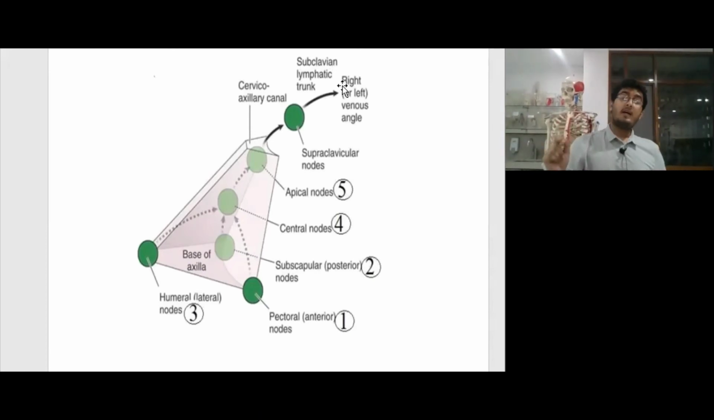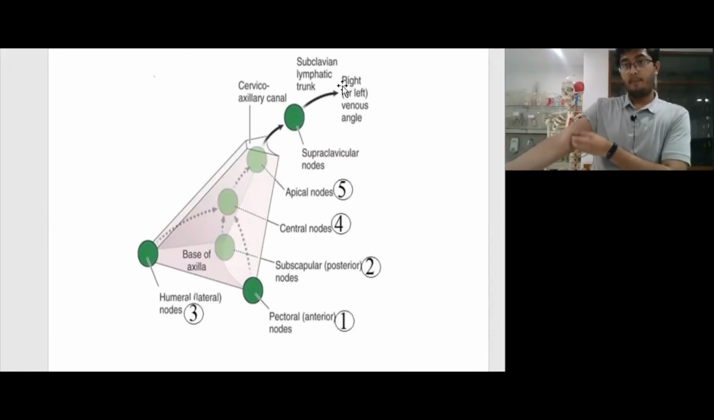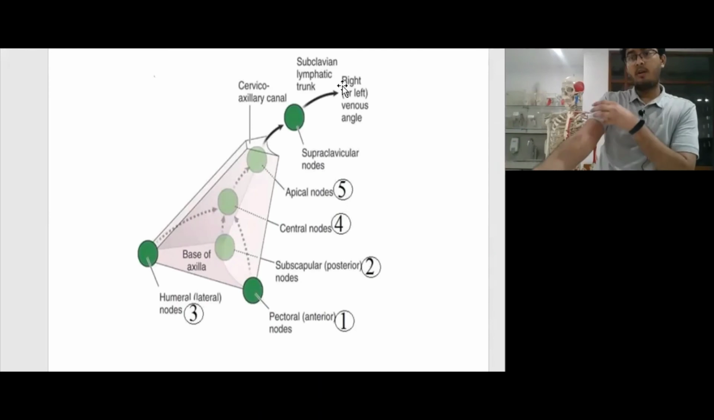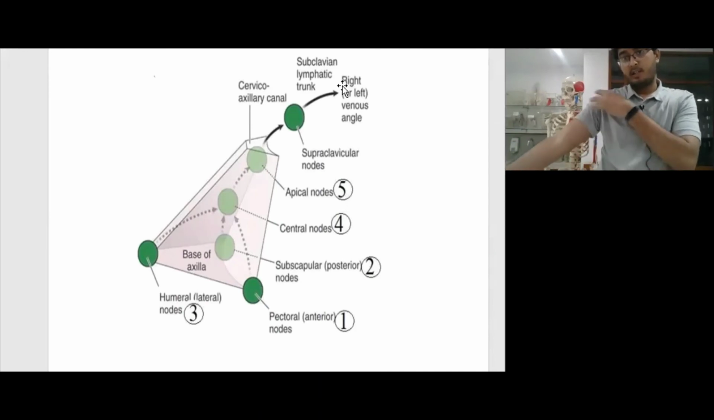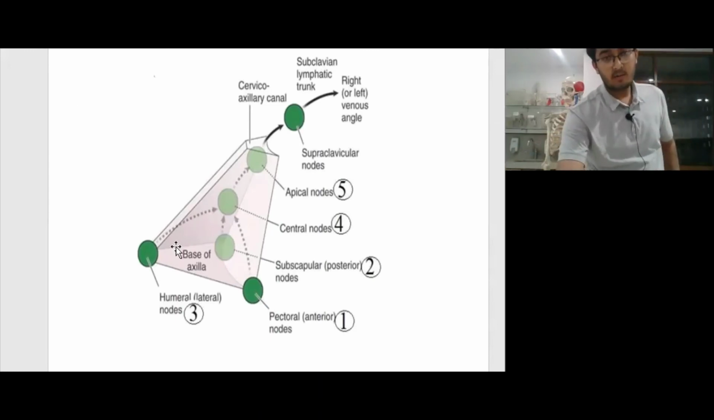Thing to note over here, and the clinical correlate, is that if there's any problem anywhere along the arm, the lymph is drained into the epitrochlear lymph nodes, and from there it drains into the axilla. So if you have an infection or any tumor or anything sinister happening along the upper limb, it will drain into the axillary nodes, and you will find swelling or tenderness over there, specifically in the lateral nodes.